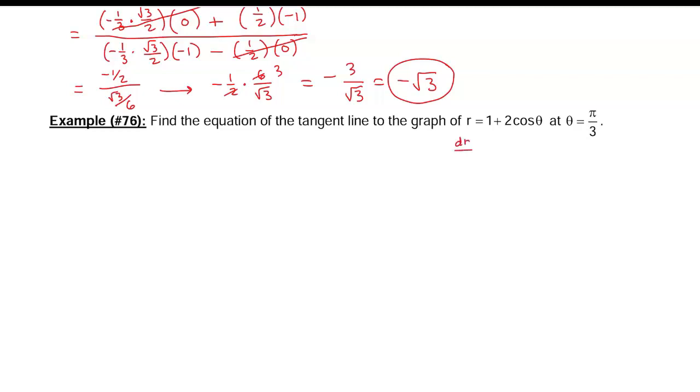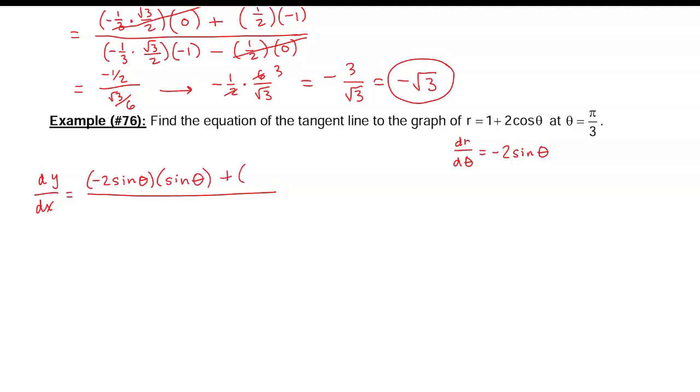Remember to start by finding dr d theta. That will be negative 2 sine theta. And now I'll set up dy dx. It will be that fraction, and we will enter dr d theta first. Multiply that by sine theta, plus we need r, which was given to us, 1 plus 2 cosine theta times cosine theta. On the bottom now, negative 2 sine theta times cosine this time.